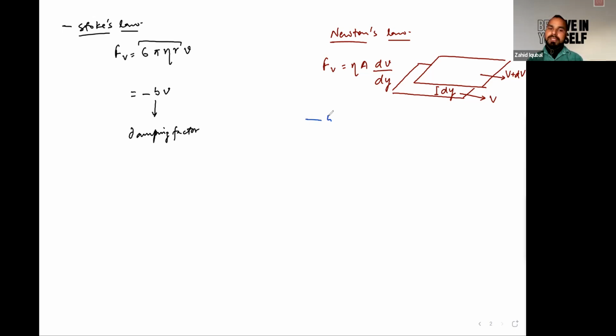So this viscous force is between layers of liquid, and this viscous force is the one experienced by a body projected in a viscous medium.